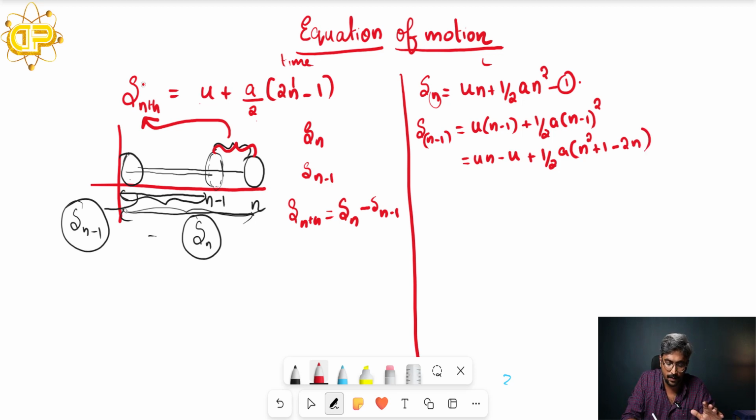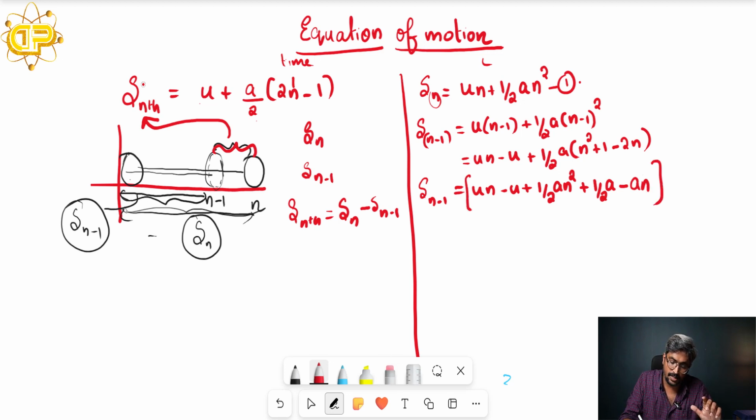Again, if I simplify, then Sn minus 1 is equal to un minus u plus half a n square plus half a minus 2 by 2 an. 2 by 2 is equal to 1, so minus an. This will be the equation, right? Okay, now this is equation 2. So equation 1 minus 2. What will I get? I'll get this one, right?